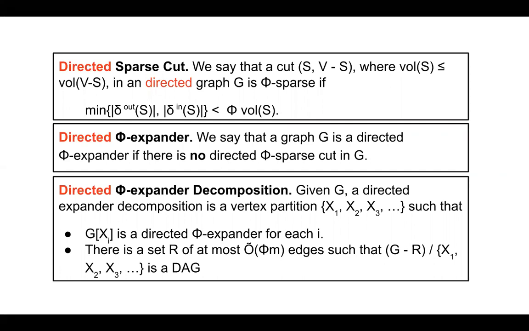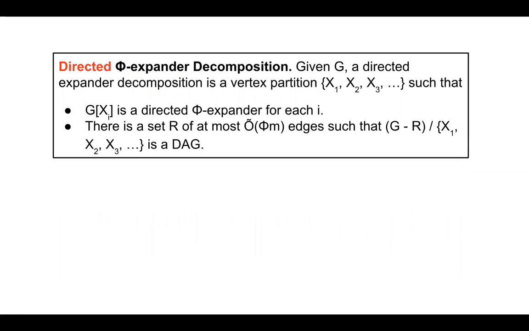And now you have two components. So first, there is a set R of at most phi m edges. So these are excess edges, or the edges that go in between expanders that you know from the undirected setting, such that after removing these edges and after contracting all the expanders, you're left with a DAG. And this is quite a bit to swallow at first, maybe.